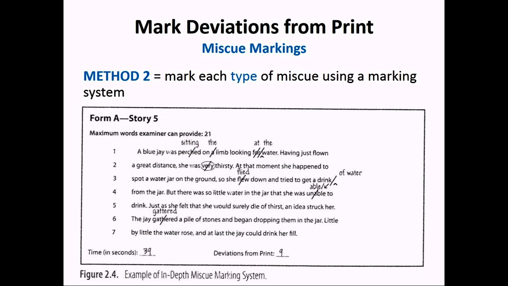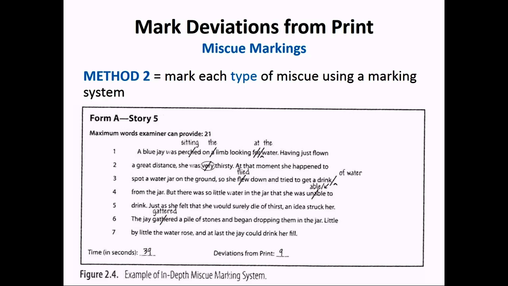So again, instead of perched, the child said sitting. Instead of the word the child said the. He was looking on the limb and he said at the water. So you put a slash for and write the word at, which was the substituted word.